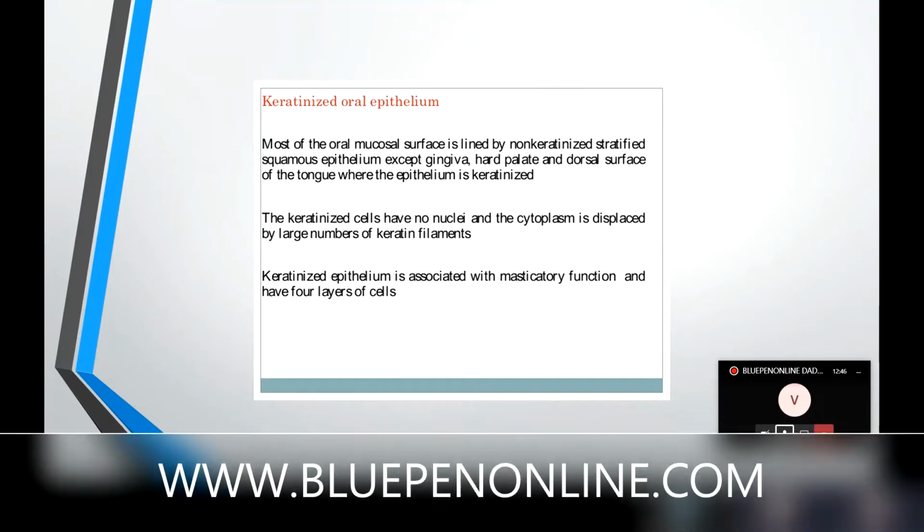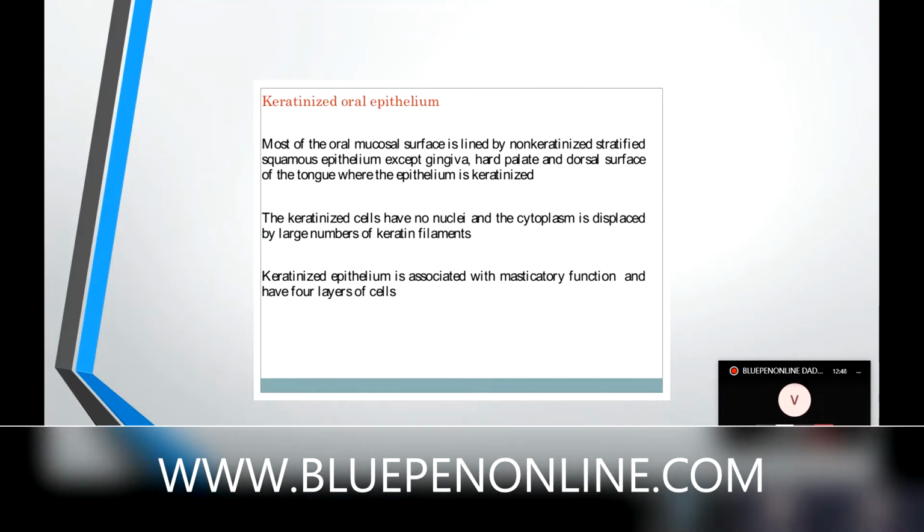I was asking, this keratin is a protein, right, ma'am? Yeah, keratin is a protein. What makes keratin important? More rigid, hard, resistant. See, why it is present in the hard palate is that the hard palate has rugae, so it needs to be harder. That is why it's keratinized.